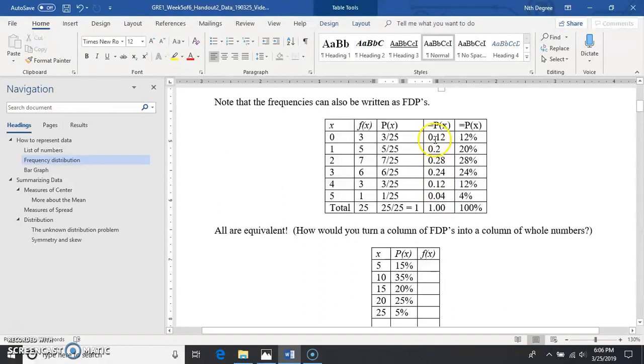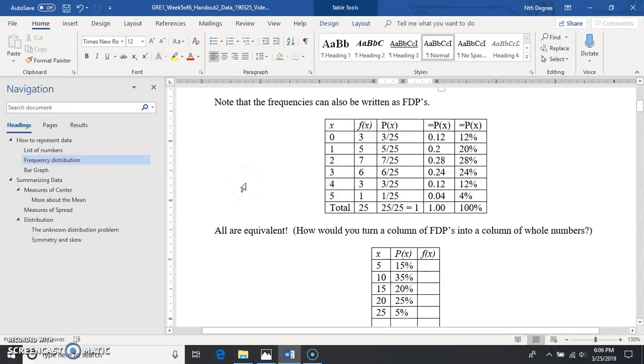You can turn each of those decimals into a percent, which is what you see in your book. If you add all those percents together, you get 100%. So a frequency distribution or a probability distribution should always add up to 1. All of these are equivalent.